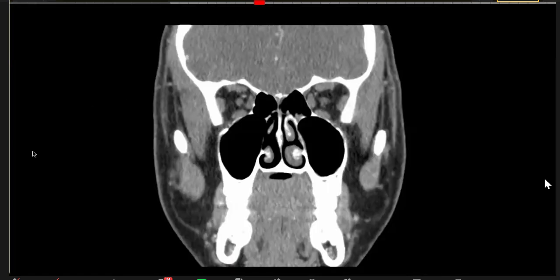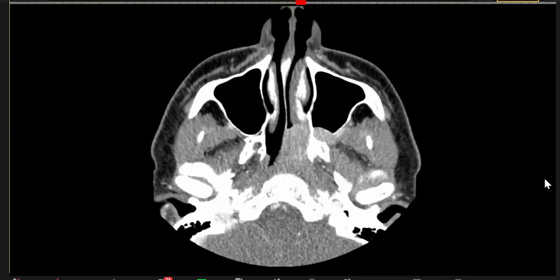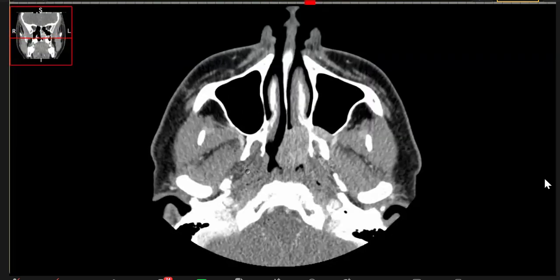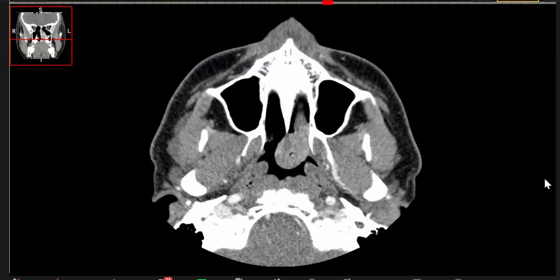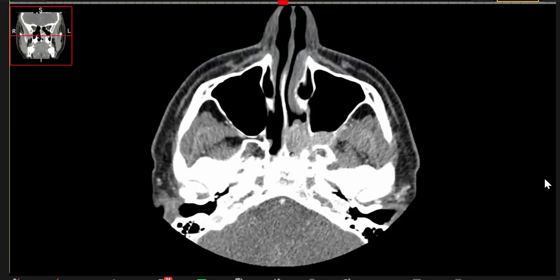So let me describe for everybody. There is a mass in the nasal cavity. Please remember that this is in the superior meatus. Now, this is the sphenopalatine foramen. So the mass goes here, sits in the pterygopalatine fossa.